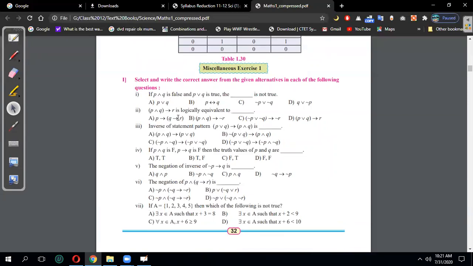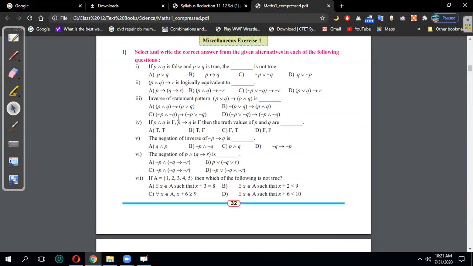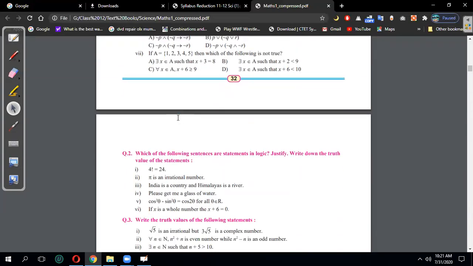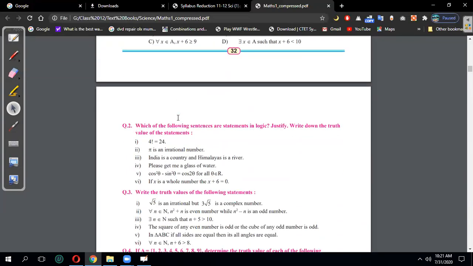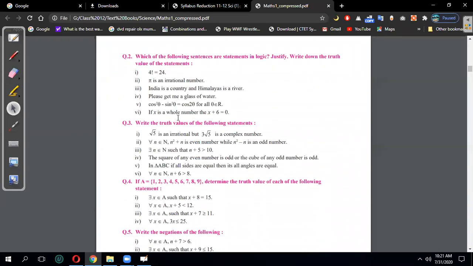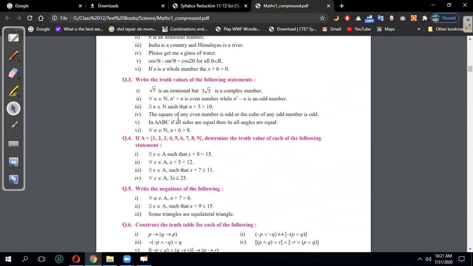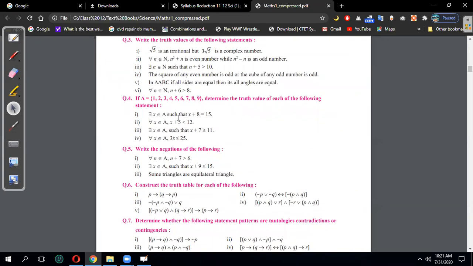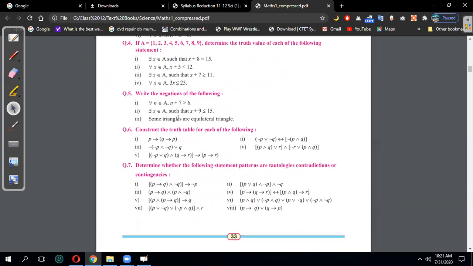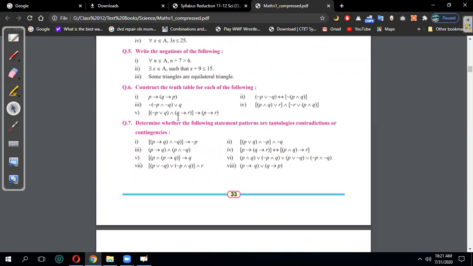Now let's talk about the miscellaneous exercise. First of all, every time you have to do the miscellaneous part, I'm just telling you what part you don't have to do. Again, it's the same thing. The questions related to the duals will not be your concern. You don't have to do it. Derive the truth value of the statement from C. Question number 3, you have to do it. Question number 4, question number 5, question number 6 is also important.